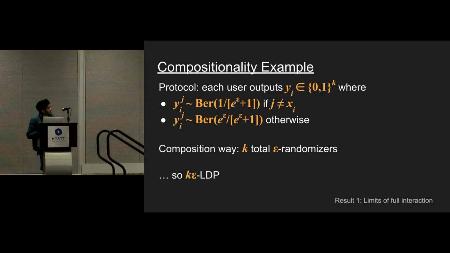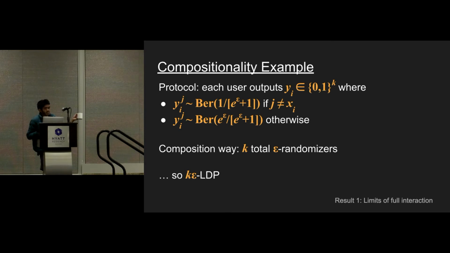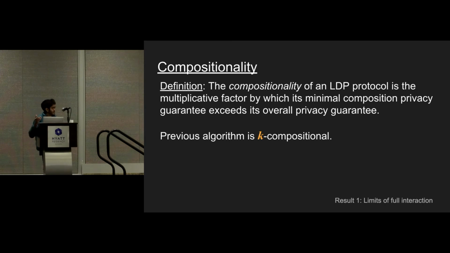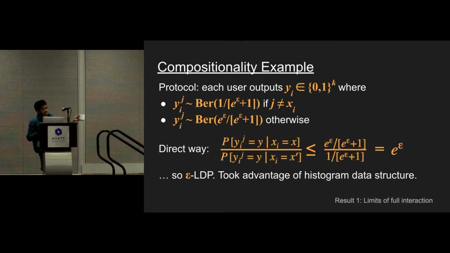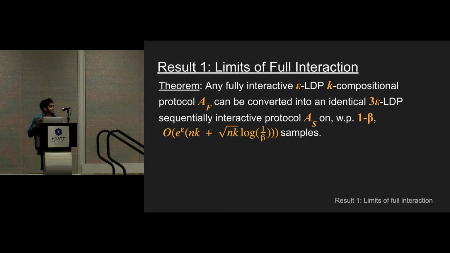Okay, so now we have one algorithm and two ways of analyzing it. The composition way was k epsilon locally private, and the direct way was epsilon locally private. And this difference is what compositionality is about. So we say the compositionality of a locally private protocol is the multiplicative factor by which its minimal composition privacy guarantee exceeds the overall privacy guarantee. So here the composition privacy guarantee was k epsilon, and the overall guarantee was epsilon. So k epsilon over epsilon means the algorithm is k compositional. And this compositional quality is what's going to characterize our transformation.